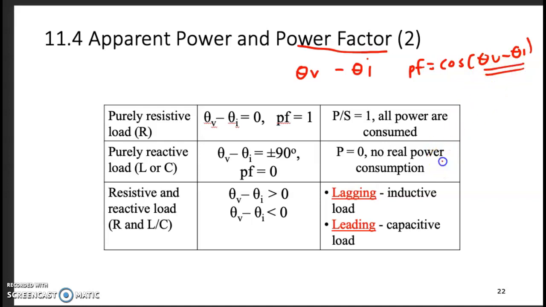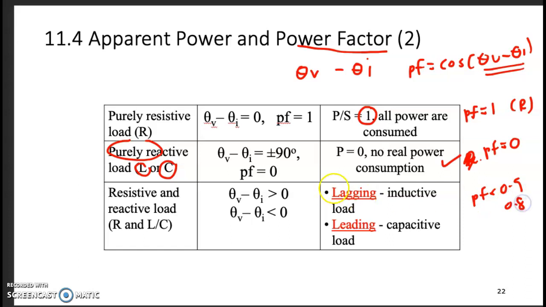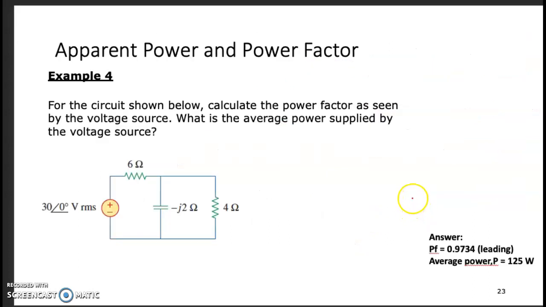Sorry, if PF is equal to 1, it is purely resistive, with all real power consumption. But if your PF is equal to 0, it is either purely reactive, for the inductor or the capacitor. But if you have some value around 0.9, 0.8, you're going to have some resistive and some reactive, so it can be leading or lagging. Okay, so let's see how you define whether this is leading or lagging. What is the power factor?